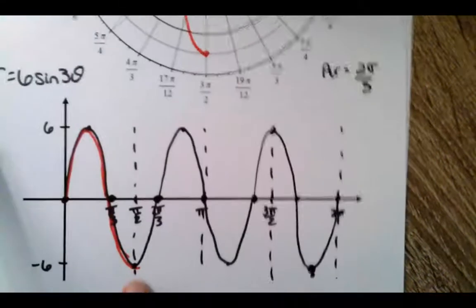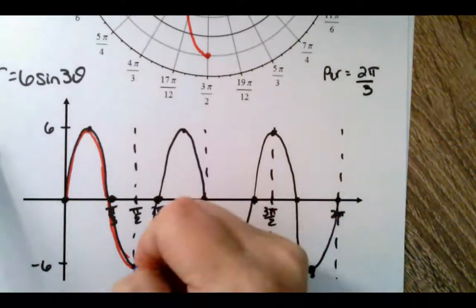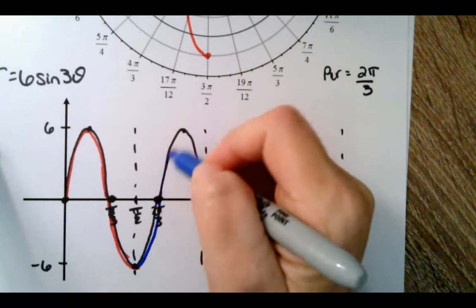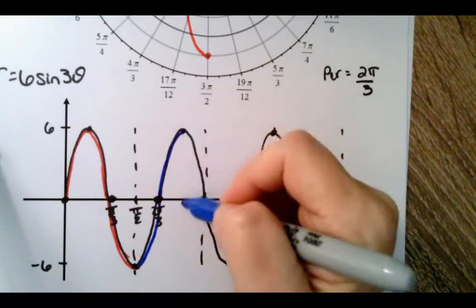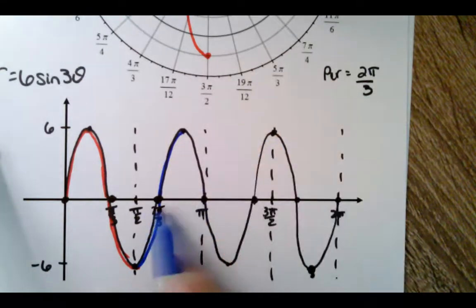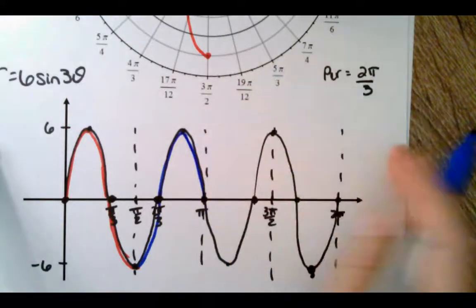We're going to pick up at that point right there at -6, pi over 2. Going to cross back to the pole by the time we get to 2 pi over 3, and then reach this maximum point of 6. That's going to happen at 5 pi over 6, halfway between 2 pi over 3 and pi. And then by the time we get back to pi, we'll be back to the pole.